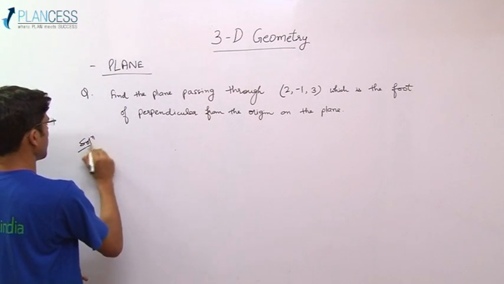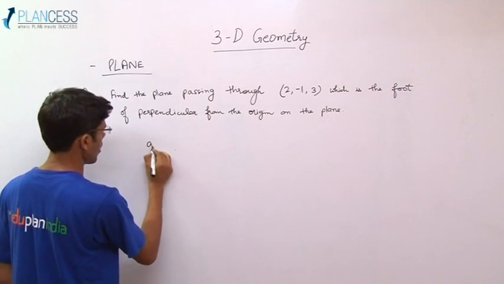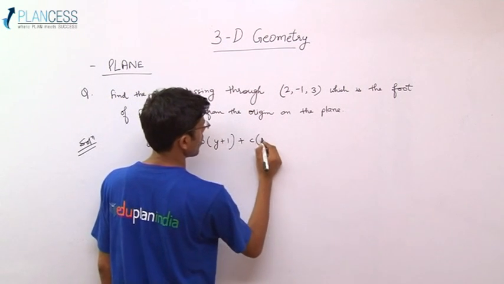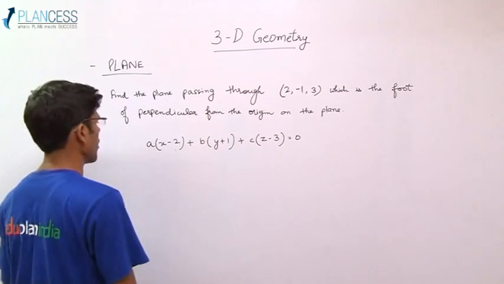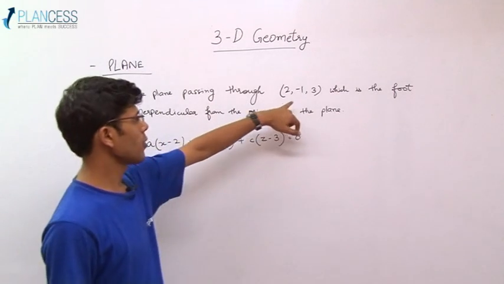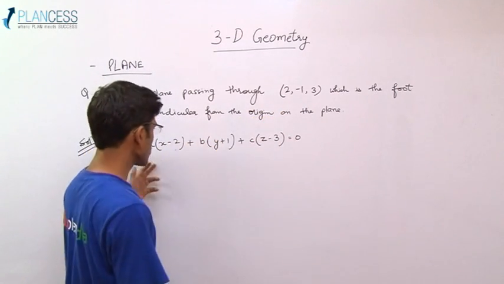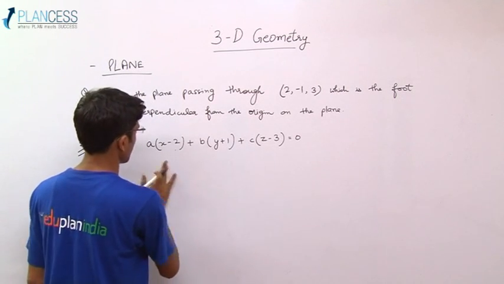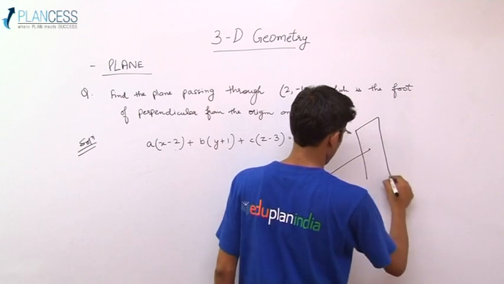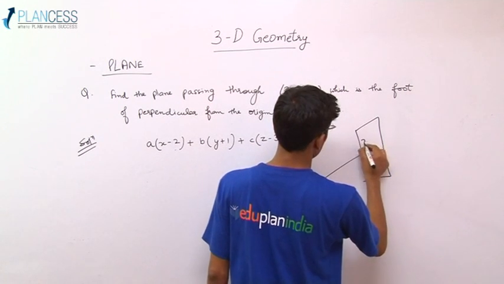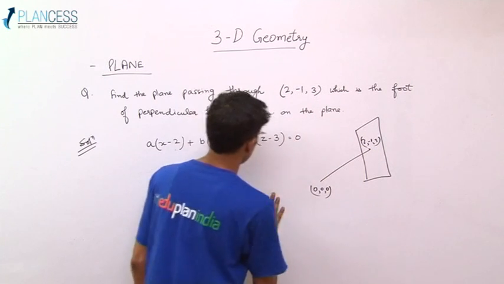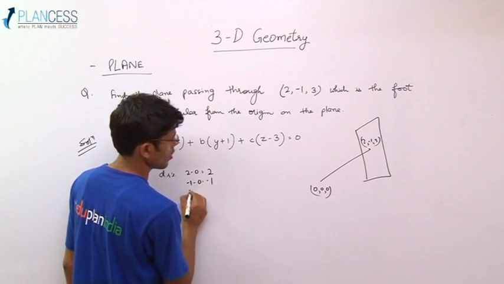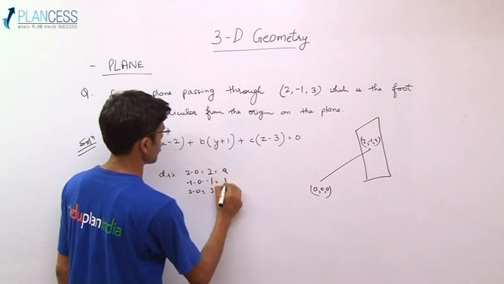So using our representation to find the equation of the plane when a point is given, it was a(x minus x1) plus b(y minus y1) plus c(z minus z1) is equal to 0. So this is the equation of our plane. Now we know that if we join the origin with this point, this line is perpendicular to the plane. So this line is actually normal to the plane. So the direction ratios can easily be found by this. If this is the plane, this is our origin, and this is the point (2, -1, 3), the direction ratios can be found directly as 2 minus 0 equals 2, minus 1 minus 0 equals minus 1, 3 minus 0 equals 3. So this is equal to A, this is equal to B, this is equal to C.